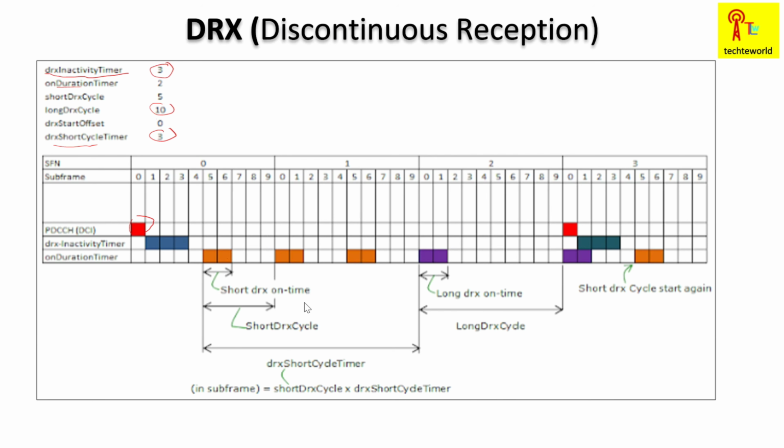So this is how DRX works. These are the various parameters which DRX supports: DRX inactivity timer, on duration timer, short DRX cycle, DRX start offset, long DRX cycle, and DRX short cycle timer.